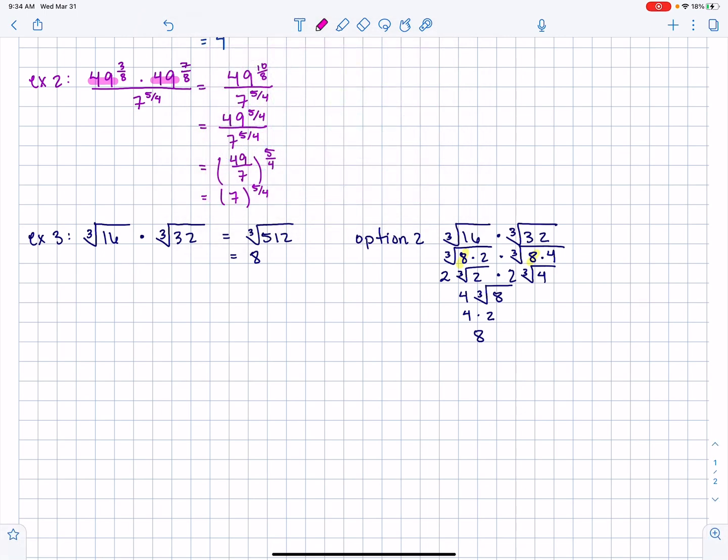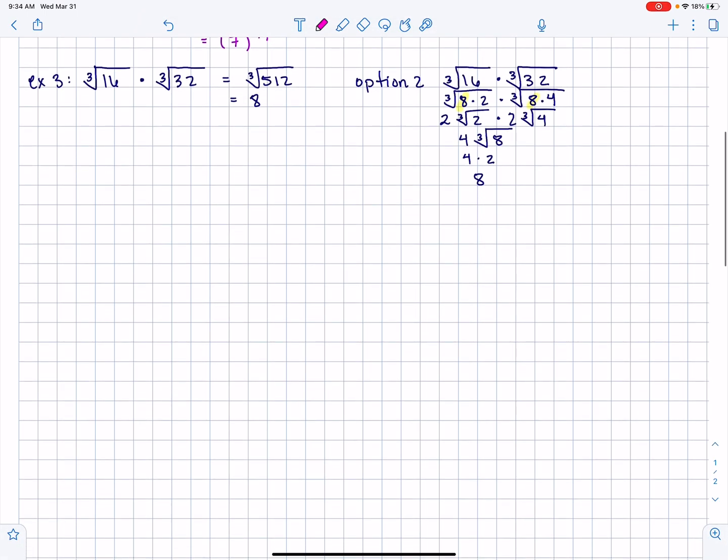Switch over to some pink. We're going to stick with our radicals for a second. Example 4: the cube root of 3 times the cube root of 18, and this is going to be a fraction, over the 6th root of 2 times the 6th root of 2.